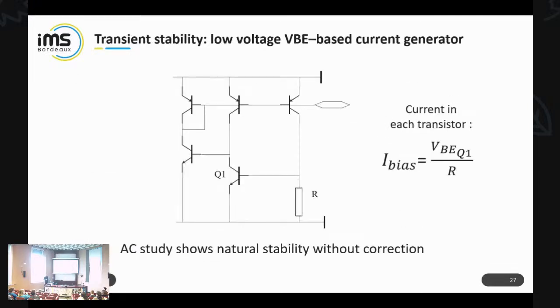So here is another example of a circuit that we designed a couple of years ago, which is a VBE generated current generator. As we can see here, there is the VBE of Q1, which is generated across R, and all those circuits will all have the same bias current.